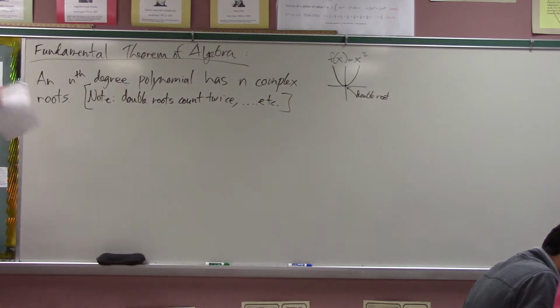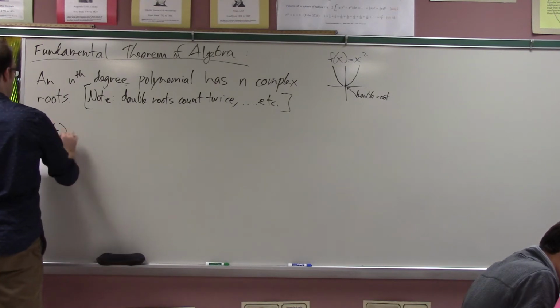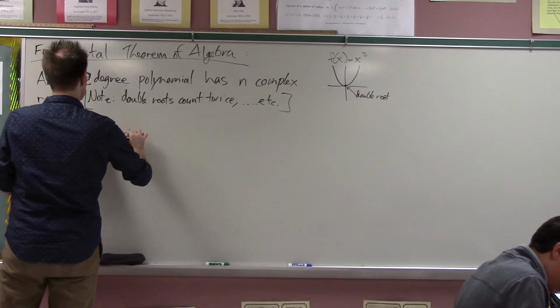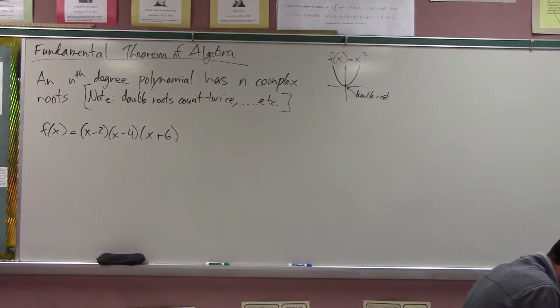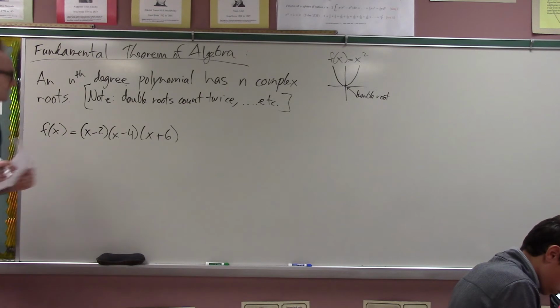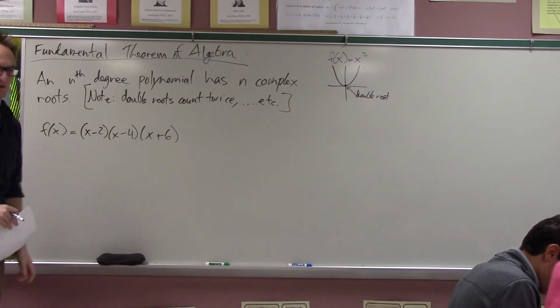Okay, so let's look at some examples. Let's look at the most chill polynomials possible. Here's a pretty chill polynomial. Consider x minus 2, x minus 4, x plus 6. All right, talk to me about this polynomial. It's a third degree polynomial. It has 3 roots. Good, exactly. This is a third degree polynomial. It is a cubic. It has precisely 3 roots, and everything's great.